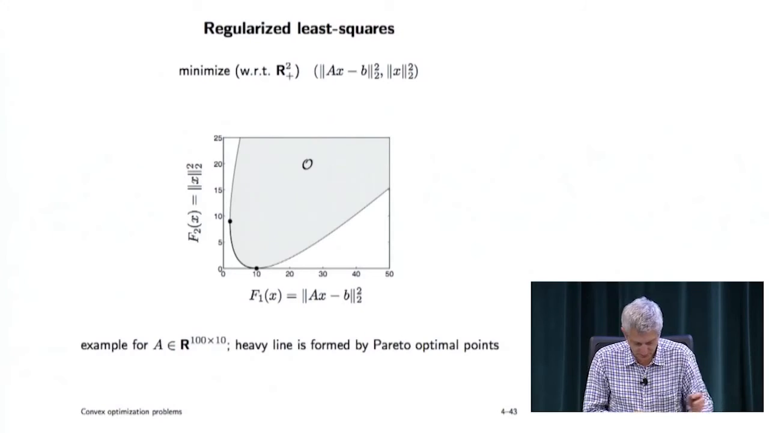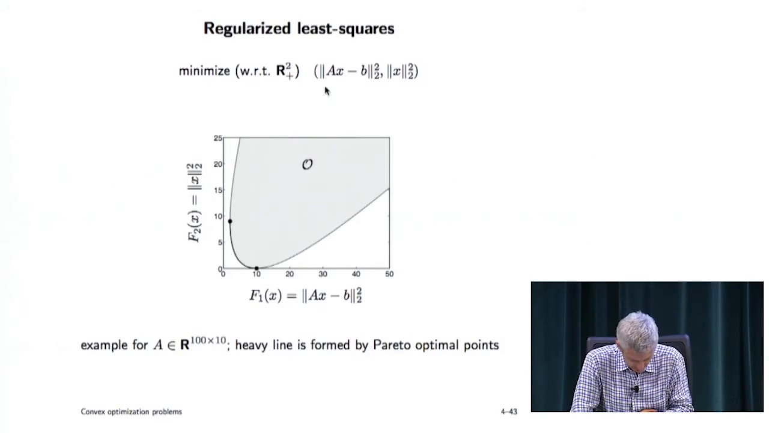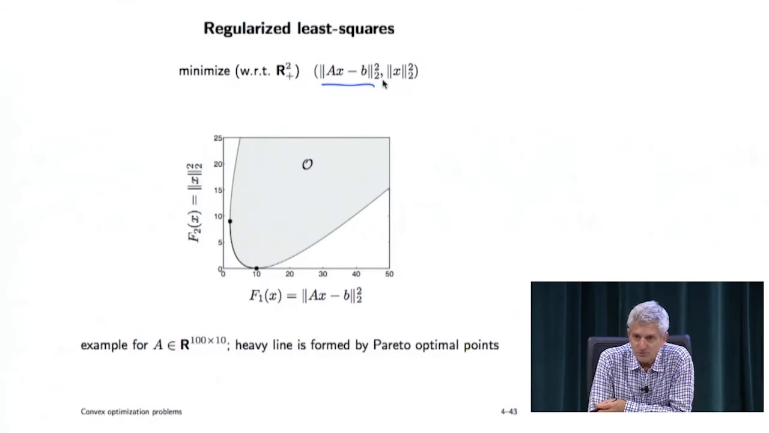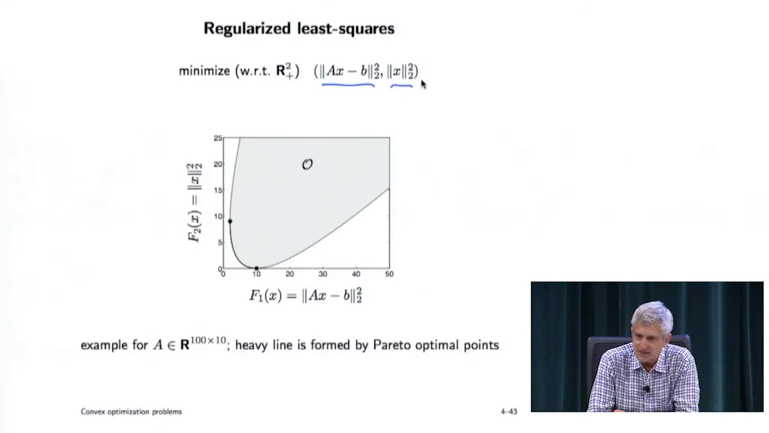So let's do a simple case, regularized least squares. That says I would like the norm of Ax minus b, 2-norm squared, to be small. That means I want a good fit, but I also want the norm of x to be small too. Now, in this case, we can characterize exactly what O looks like.